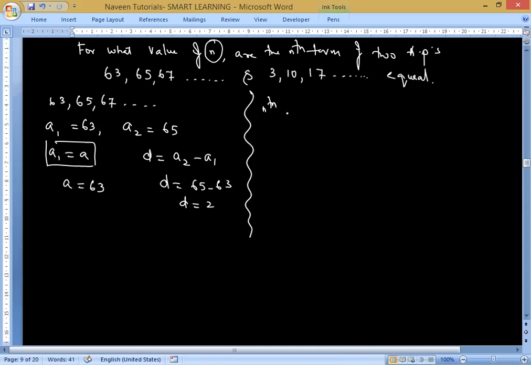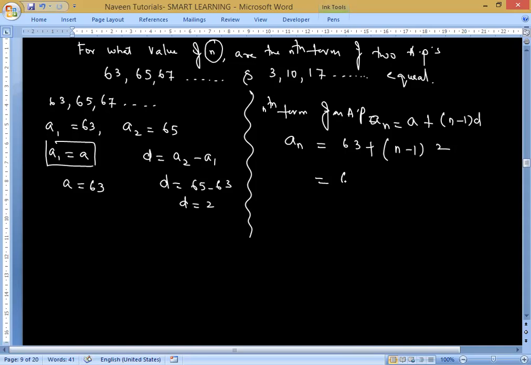What is the nth term formula? Nth term of an AP is equal to, what is the formula? An is equal to A plus n minus 1 into D. So An, because we don't know the value of n, right? So An is equal to A. What is A? A is 63 plus n minus 1 into D. D is 2.